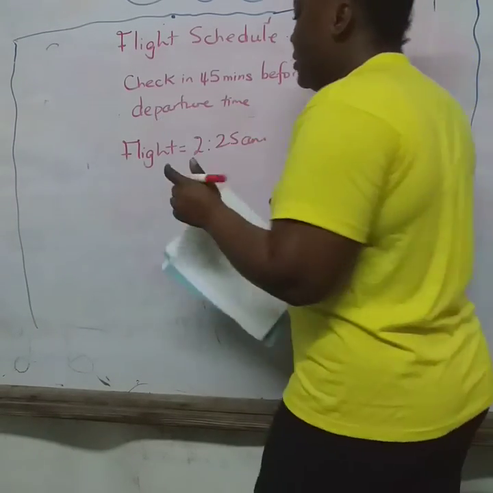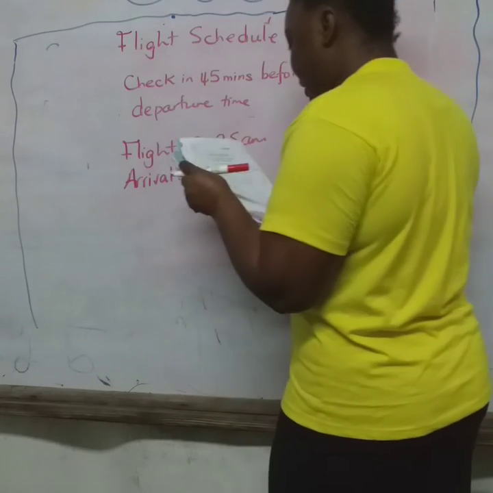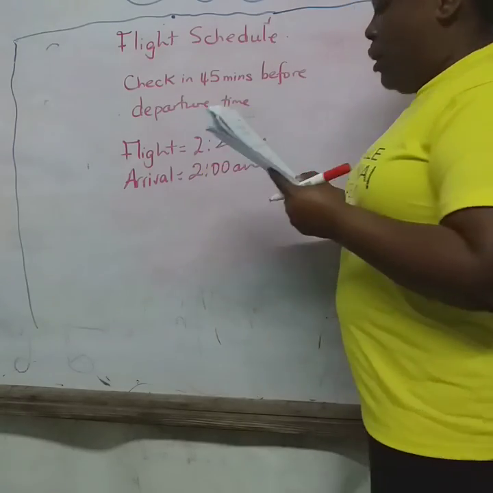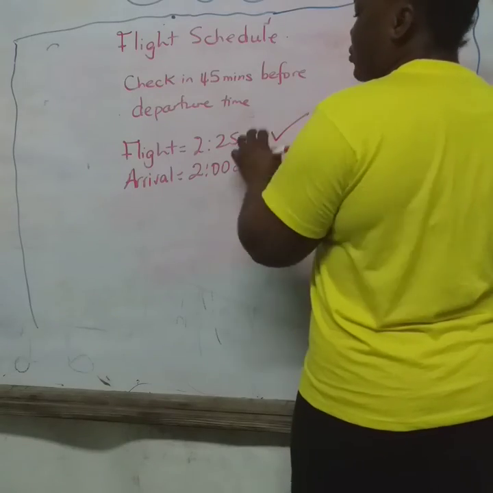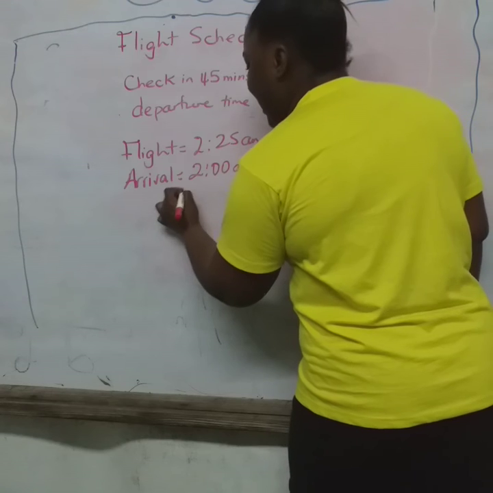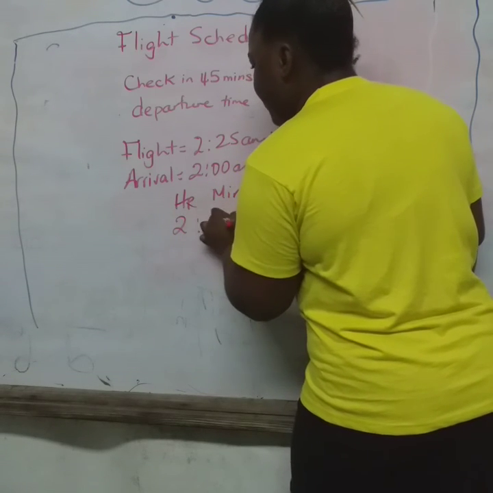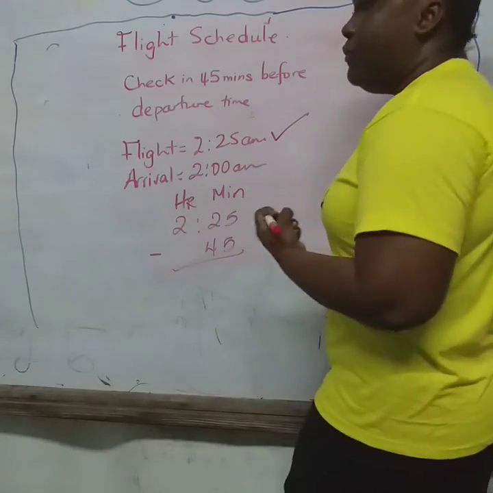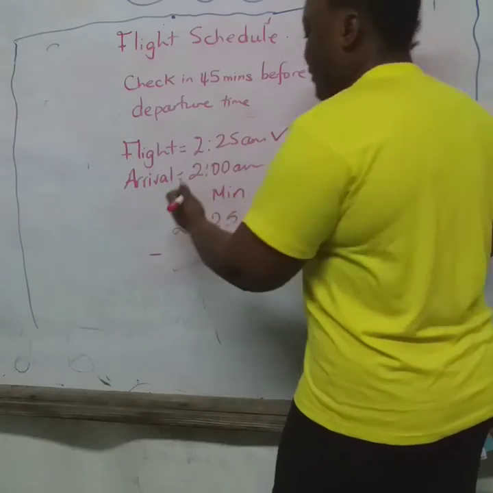He arrived at the airport, so his arrival time to catch his flight is at 2 a.m., right? Did he make his flight? Give a reason. So if his flight is at 2:25 a.m., he's supposed to arrive 45 minutes before that. So we're going to work out his arrival time, which is supposed to be 45 minutes before. So we're going to take away that 45 minutes to see what is 45 minutes before 2:25.